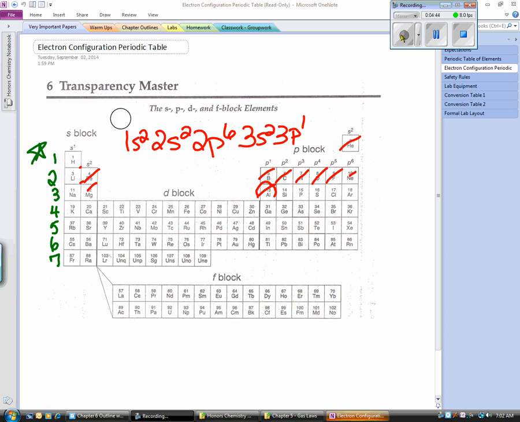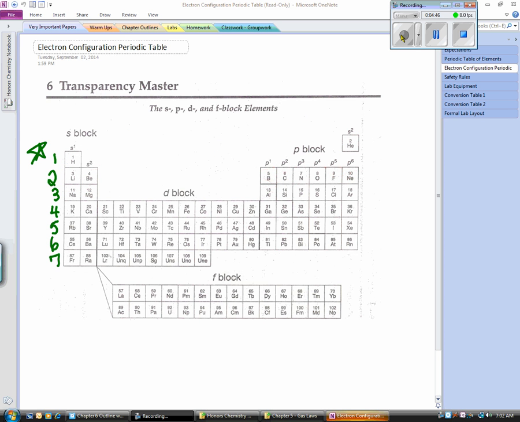So 1s2, 2s2, 2p6, 3s2, 3p1 is your electron configuration for aluminum. All right, let's try another one. If you think you're getting this, pause it and try it on your own. We're going to do potassium next, which is number 19, K. So pause it, see if you can do it, and come back and make sure you're right.